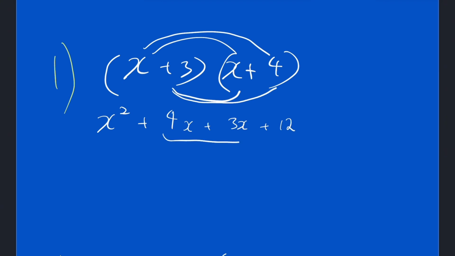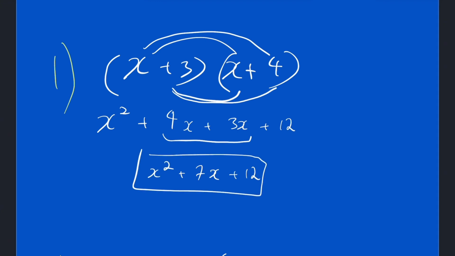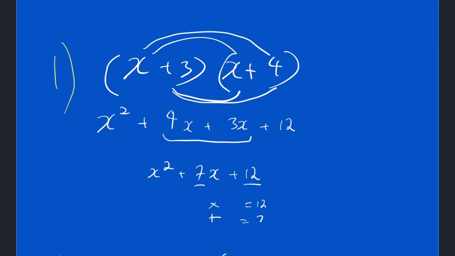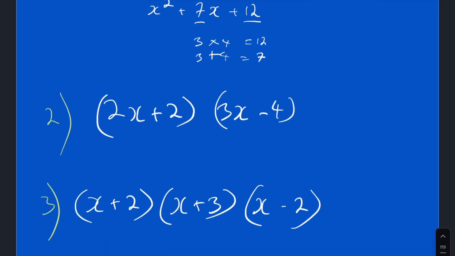These ones will always come together, as in you can put them together. So it'd be 4x plus 3x, which is going to be 7 lots of x. 12 there, x squared there. And if you wanted to factorize this, you need 2 numbers that times together to get 12 and add to get 7, which of course is 3 and 4, which leads you back to here, you see. So yeah, a really, really handy trick. Let's try this one here.